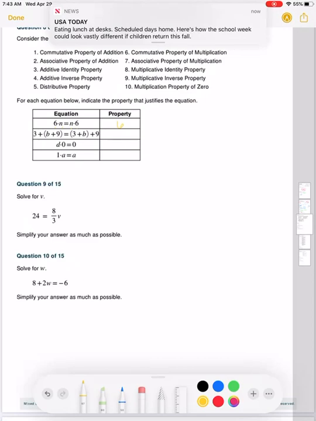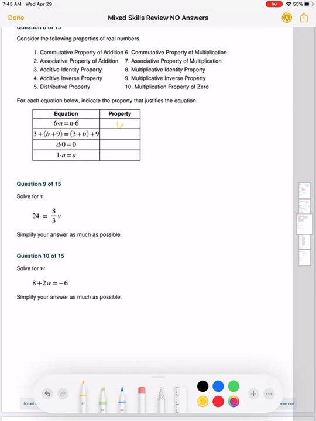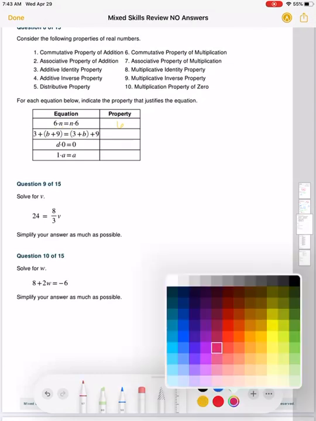We are not going to do the rest of those. I think you can figure those out. Number 9 says solve for V. So as we are looking at V, sorry, I was ready for a new color.